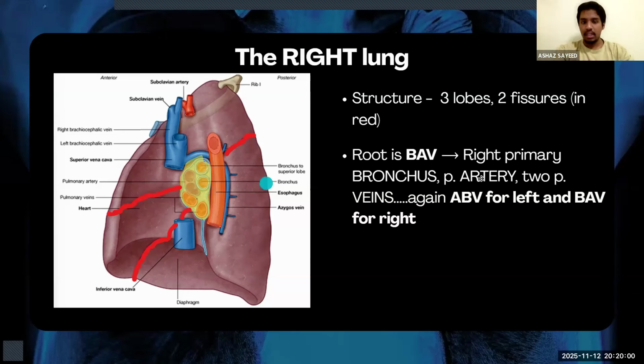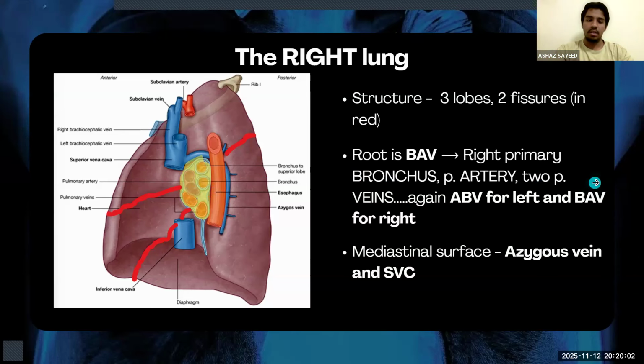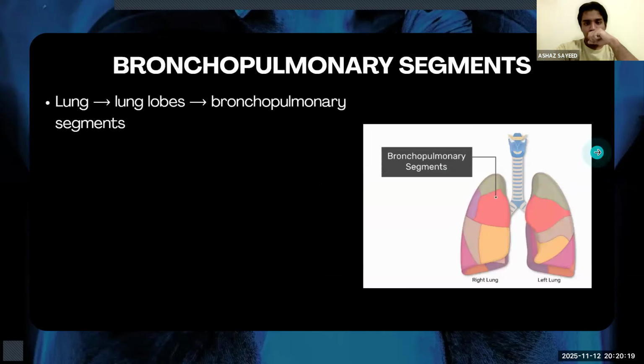And you also have to remember 2 things on the mediastinal surface, which are clinically important. You have your superior vena cava, this thing, and the azygos vein. So on the right lung, you're going to have the superior vena cava, and coming from it, the azygos vein. Is it clear so far?